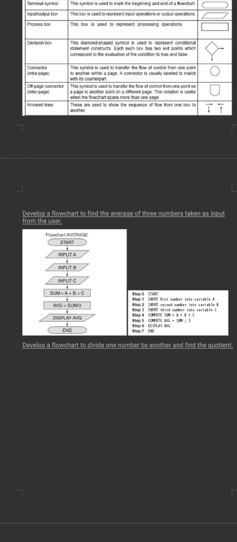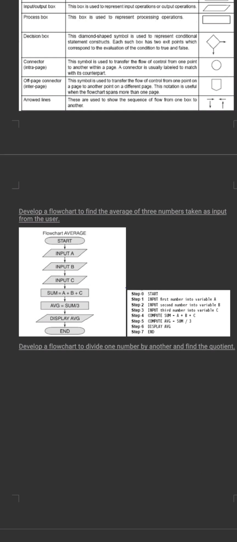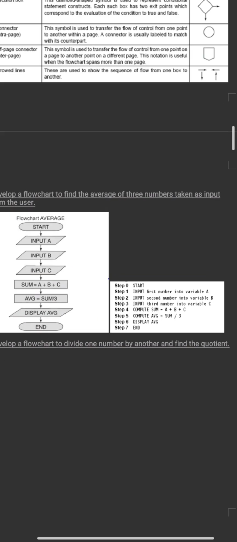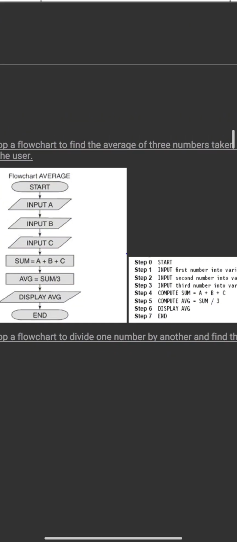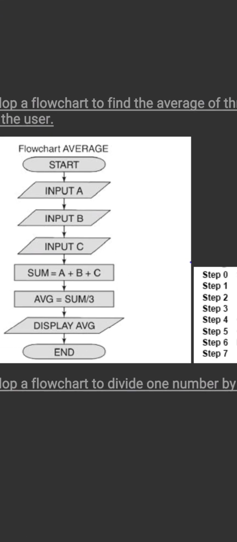And the next one we have an example diagram to find the average of three numbers taken as input from the user. Already we learned the algorithm for the same question. Now I'm showing only the flow chart.